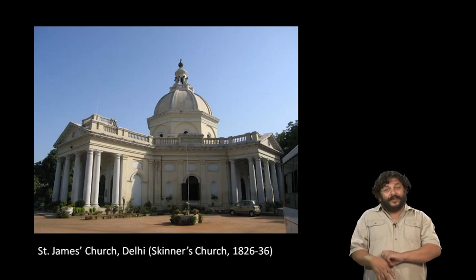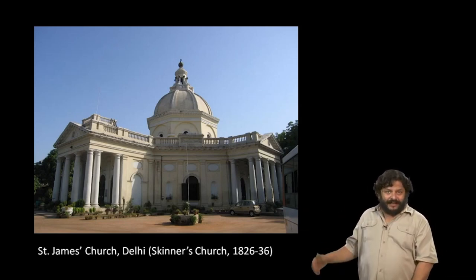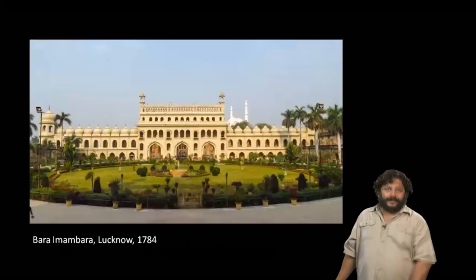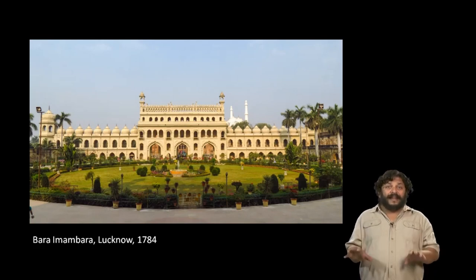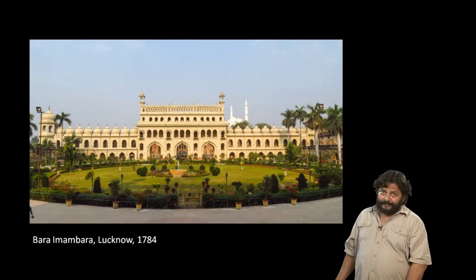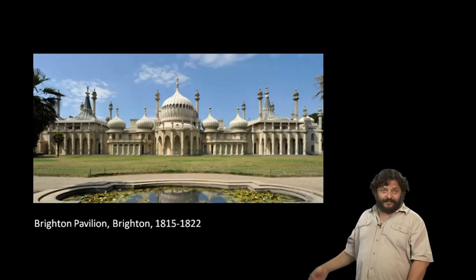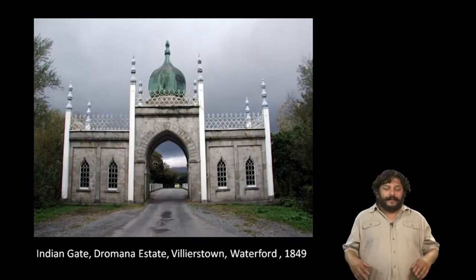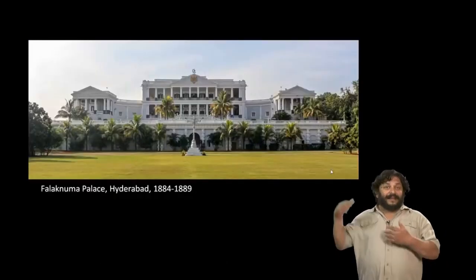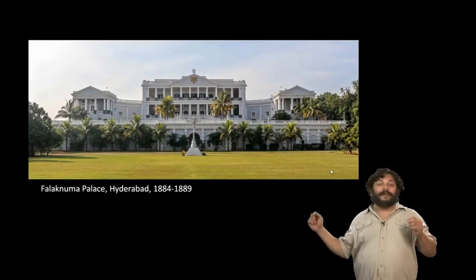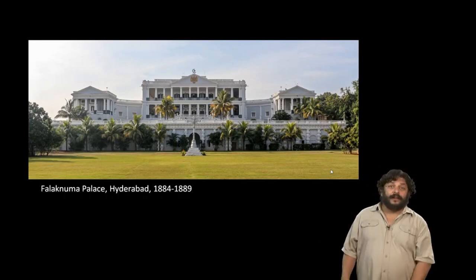At the same time, you do have Europeans who design European buildings, such as Skinner's Church in Delhi. You also do have Indian designers, such as the designers of the Bada Imam Bara in Lucknow, who are building buildings for an Indian patron, but somewhere are being shaped by images that they are seeing of Europe. The reverse happening, of course, in England. In England, there is a high fashion of trying to design buildings that look like they're Indian, much like in India. There is a fashion of building big palaces that look like they're European.